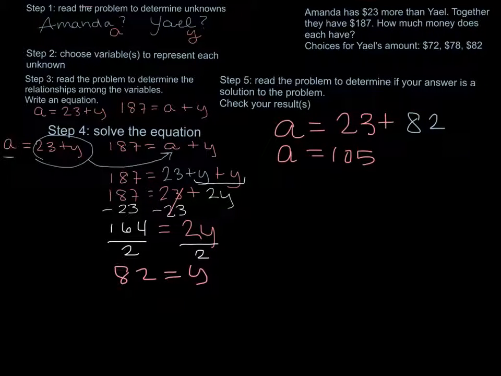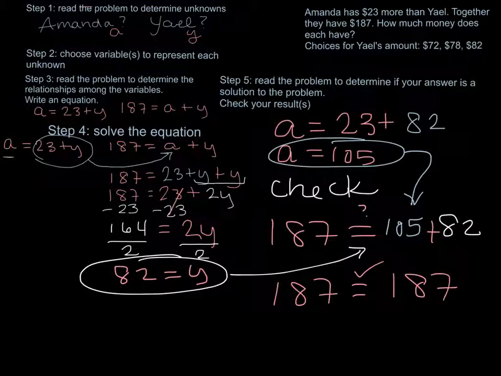What's important now is that I check my work. I want to ensure that the numbers that I actually calculated for Amanda and Yael go back and satisfy the conditions that the problem gave to me. So what I'm going to do to check is add Yael, 82, to Amanda, 105, and I'm hoping that it'll give me 187.